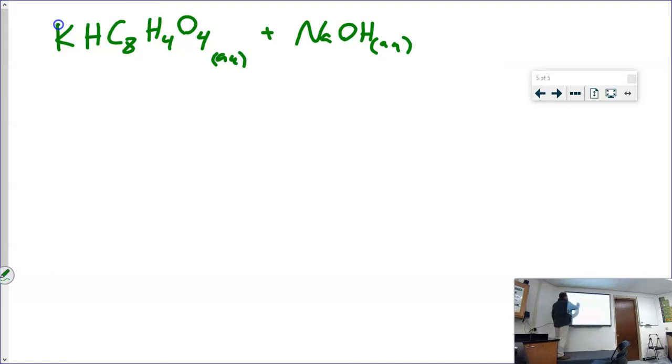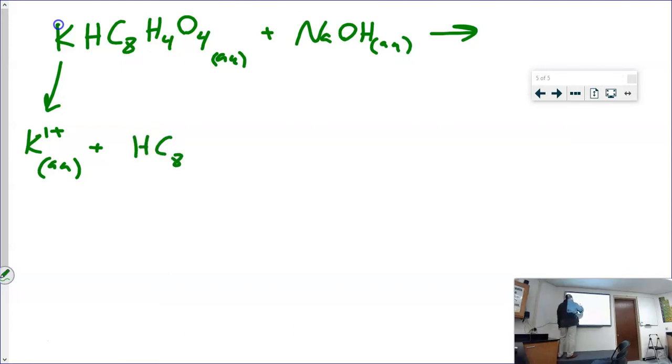Here's the deal. This is a salt compound. It's strong. This is a strong base. They're both strong. I need to dissociate them. And when I do that, I'm going to get potassium ions, and I'm going to get hydrogen phthalate ions. This big giant thing is one individual polyatomic ion. So that's how I dissociate that first acid. You know how to dissociate sodium hydroxide. Here's what we have then.